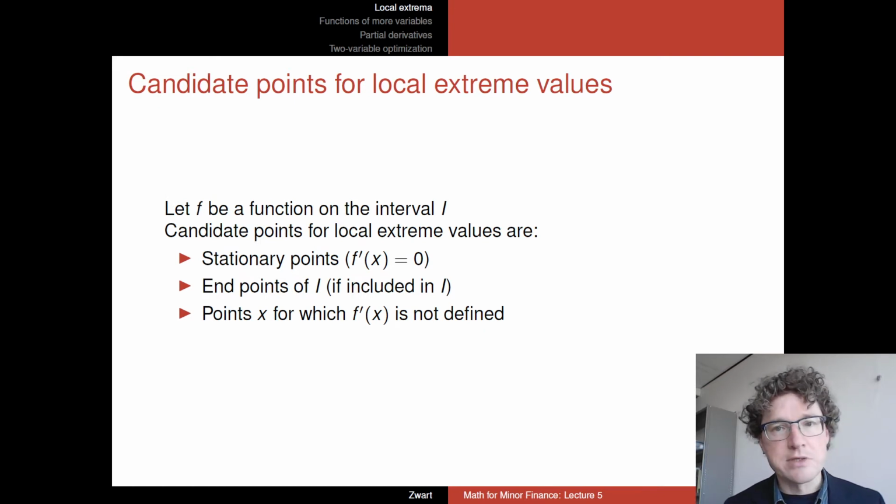So how can we find those local extreme values, the local maxima and the local minima? Well, if we have some function, again on some interval, let's call that I, then again the candidate points for those local extreme values are again those stationary points, so when the derivative vanishes, the endpoints of the interval, if at least this interval is closed, so the endpoints are included, and again also those points at which f prime is not defined, so the function is not differentiable. At those points might be a kink, those might be local minima or maxima as well.